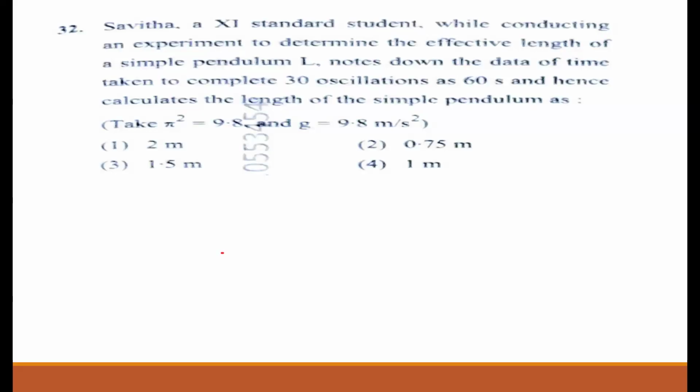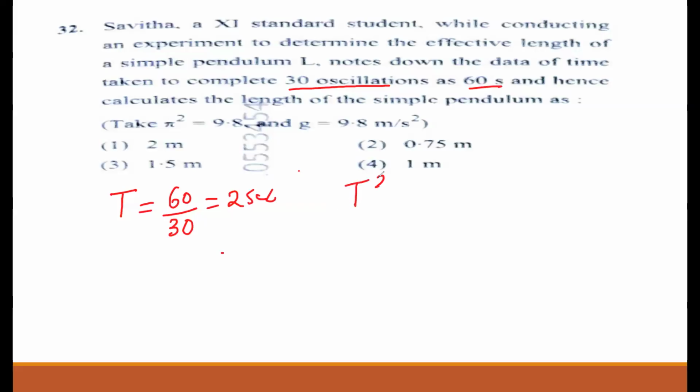Now here, Savita, an 11th student, while conducting an experiment to determine the effective length of a simple pendulum, notes down that the time for 30 oscillations is 60 seconds. The time period is for one oscillation. So that is 60 seconds by 30, which is 2 seconds for one oscillation. Now the question is to find out the length.